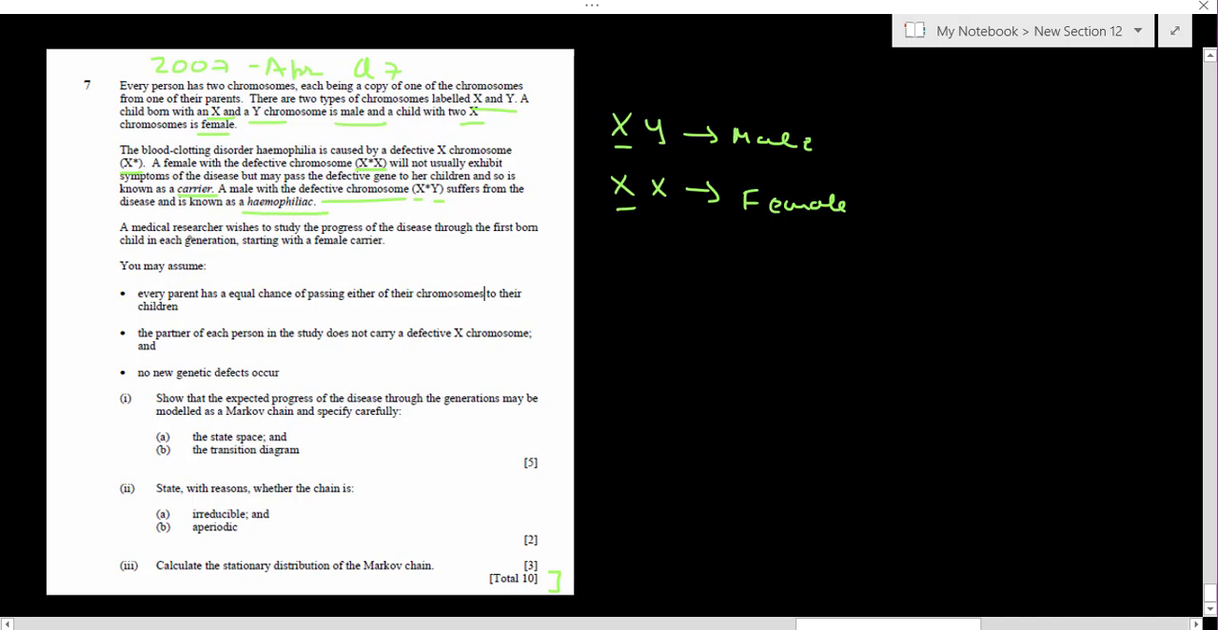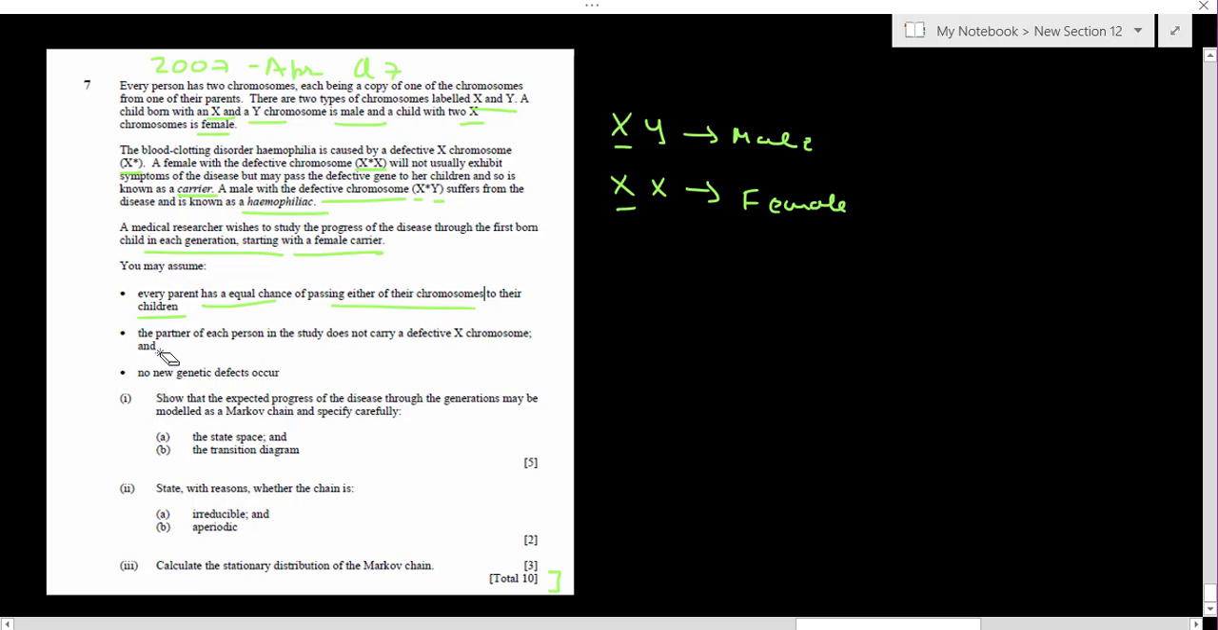Okay, and a medical researcher wishes to study the progression of the disease through the firstborn children in each generation, starting with the female carrier. So they are starting with the female carrier, and then they're looking at how the disease will progress. Okay, you may assume that every person has equal chance of passing their chromosomes to their children. The parent of each person in the study does not carry a defective chromosome.